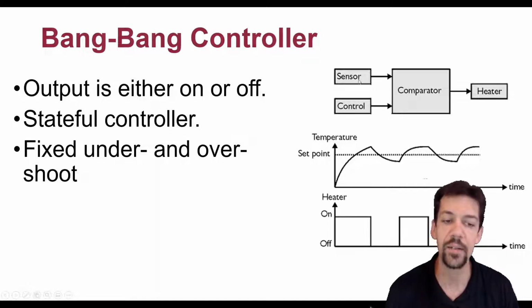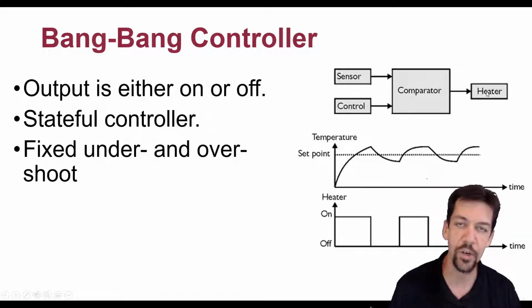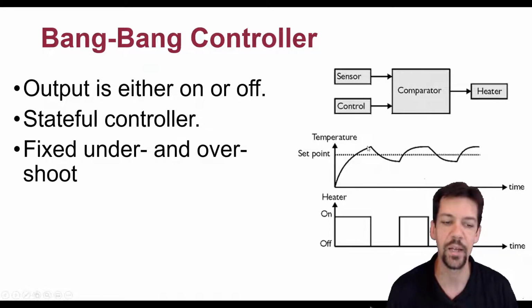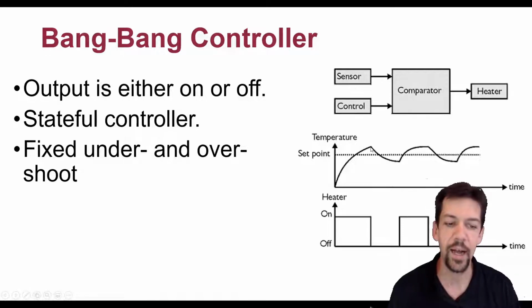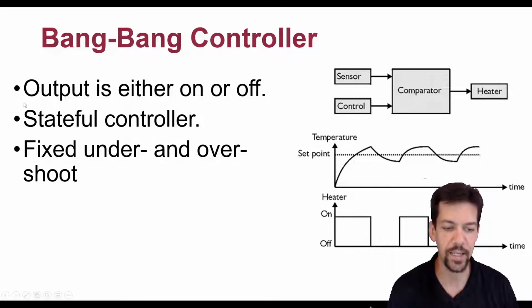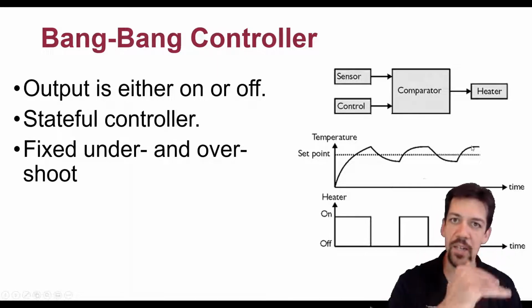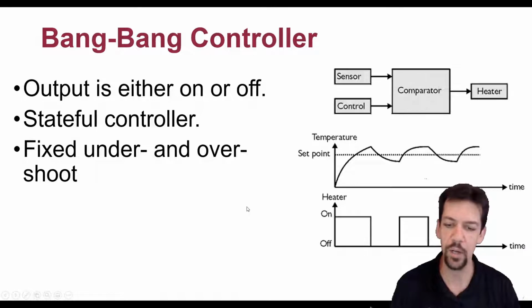Then we have a comparator that says if these two are different, we're going to turn on the heater. If not, we're going to turn it off. And we'll see things like this: if we go too far past our set point, then it's going to turn on or turn off. In this case, we're turning off the heater. Then the temperature drops down to some lower threshold, then we turn it back on, and we have this sort of fixed under and overshoot as we go along.